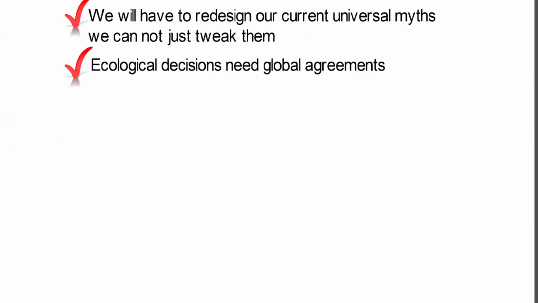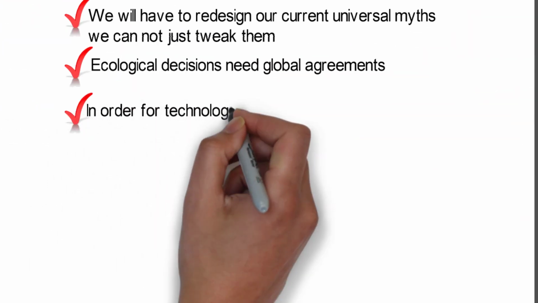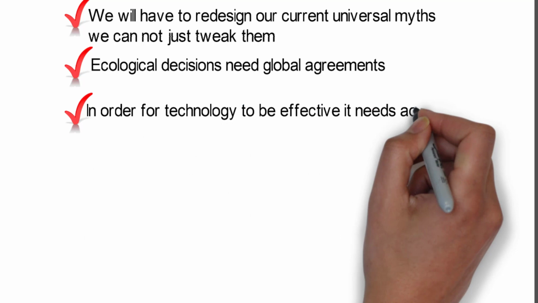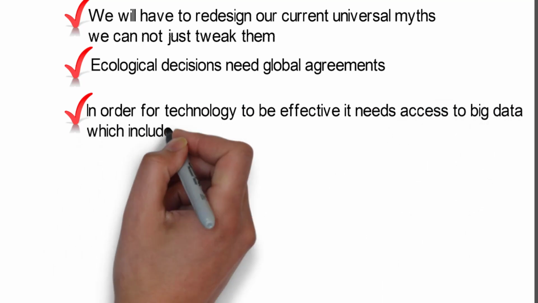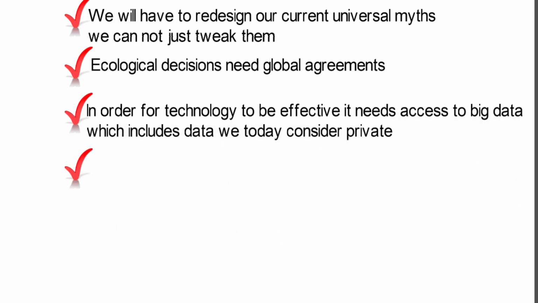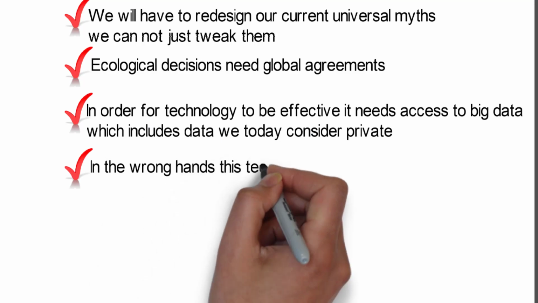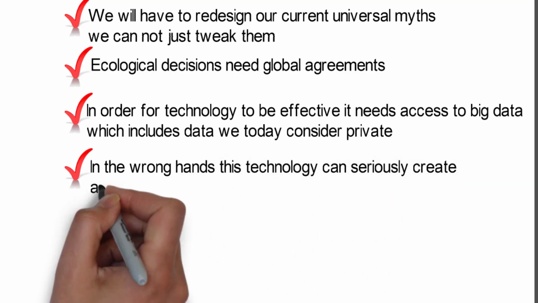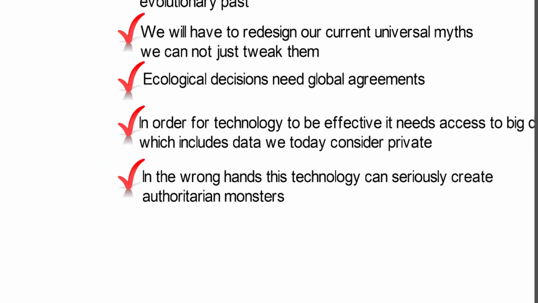And why is this important? Okay, in order for technology to be effective, it needs access to big data, which includes data that we today consider very private. Right? And in the wrong hands, this technology can seriously create authoritarian monsters.